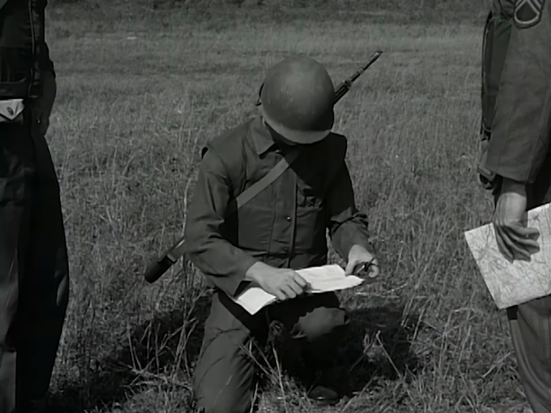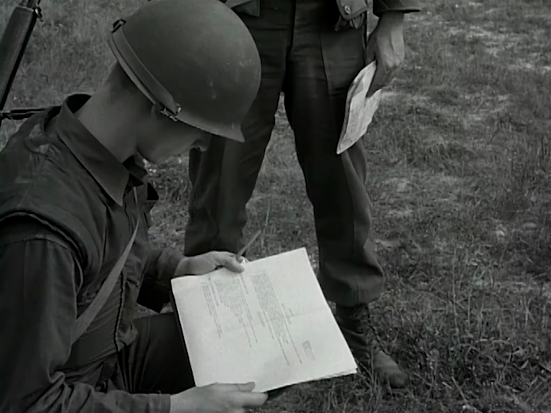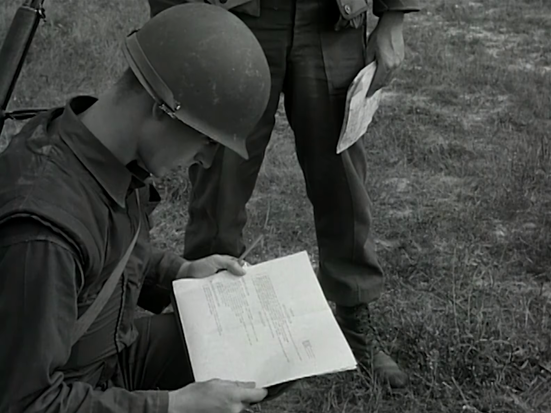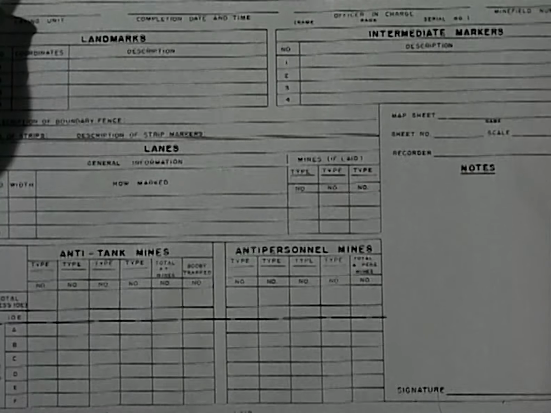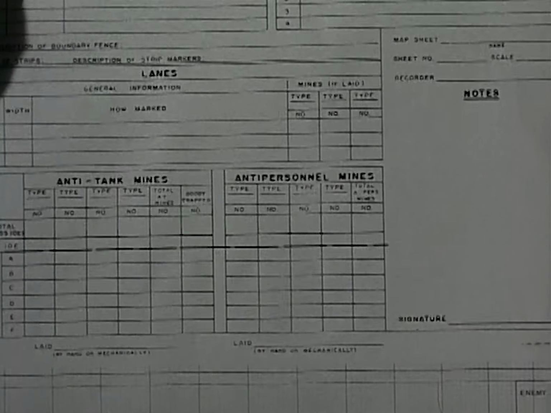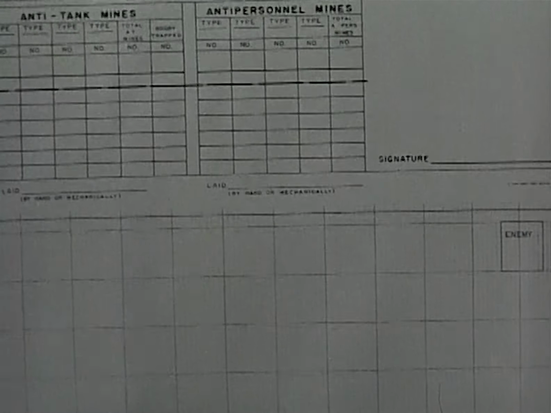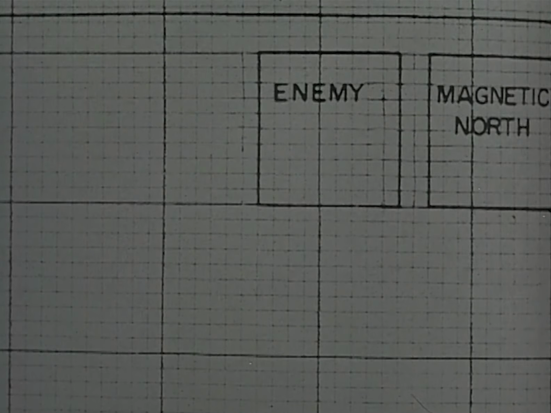The recorder uses the standard minefield record form. Instructions for filling out the form are printed on the back. On the front of the form, the top half is for details of the location and makeup of the minefield. The bottom half is for a sketch of the minefield, with arrows showing the direction of the enemy and magnetic north.